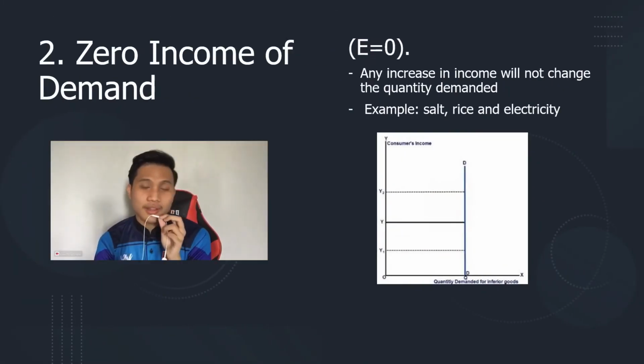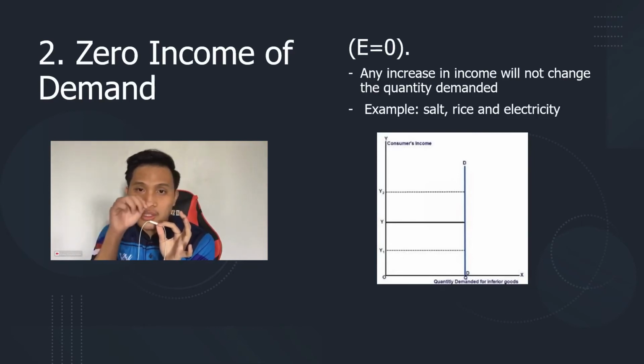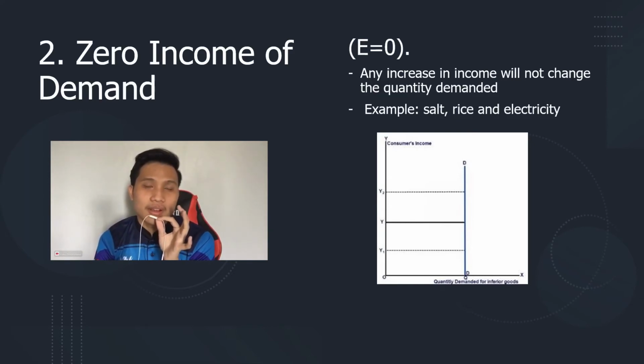So now we talk about the degree of income elasticity equal to 0. Any increase in income will not change the quantity demanded. It is because usually the government controls the price of the goods. For example, rice and electricity.